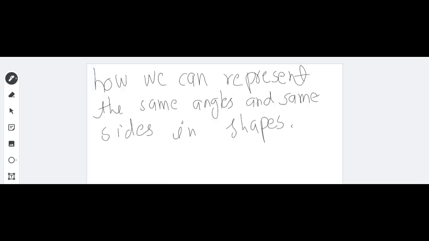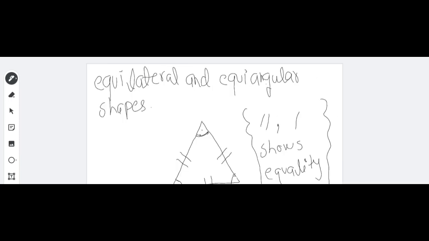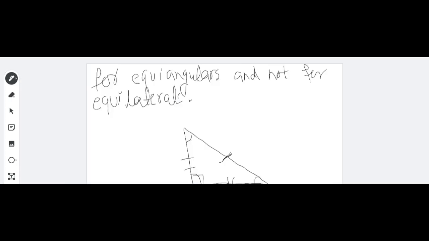And how can we represent the same angles with the same sides? By drawing these lines, double lines. And by doing this for the equilateral, if there are different lengths, maybe angles in the different, we have to represent like this. Now we have to do the exercise. Now we have to do the angle sum property, how we can add the angles of any shape.